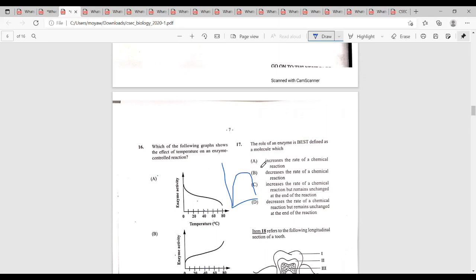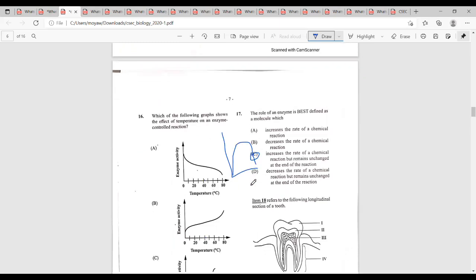So we have A, increases the rate of chemical reaction. B, decreases the rate of chemical reaction. C, increases the rate of a chemical reaction but remains unchanged at the end of the reaction. D, decreases the rate of chemical reaction but remains unchanged at the end of the reaction. So the best option here would have been C.